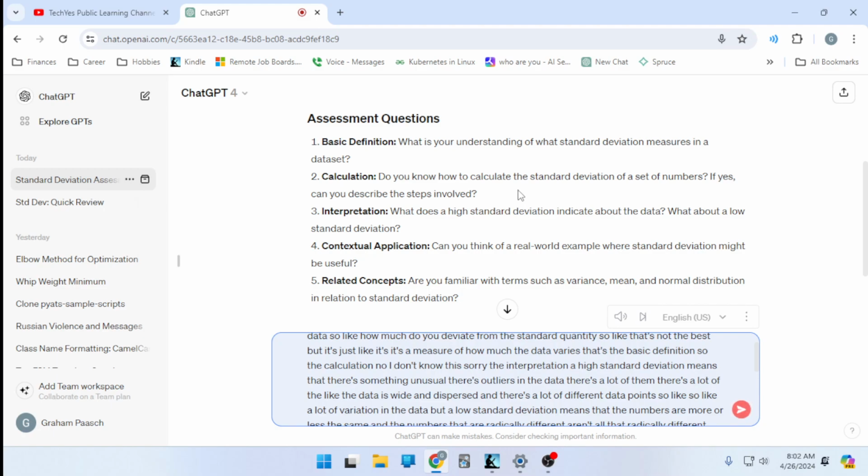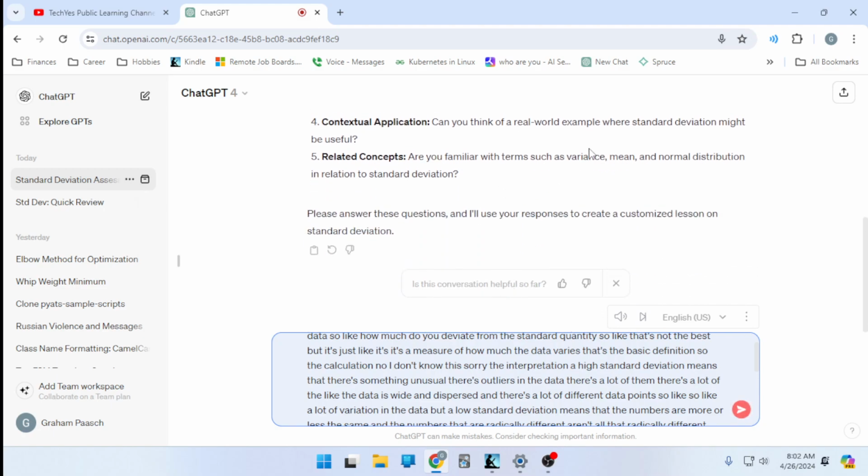So the next part, the related concepts. Variance, not so much. Mean, yes, that's the average. That's what I'm familiar with. Normal distribution, not so much.